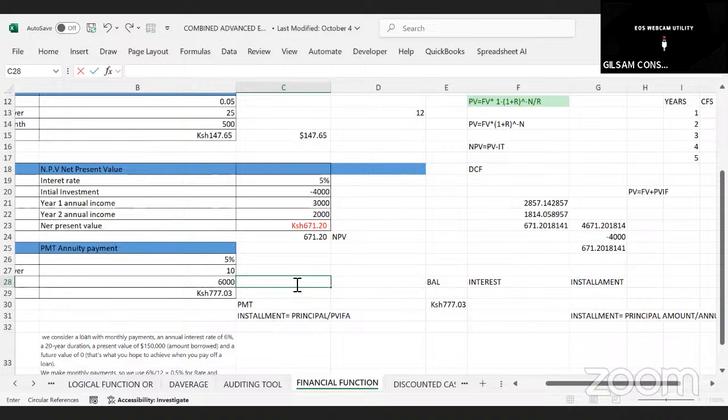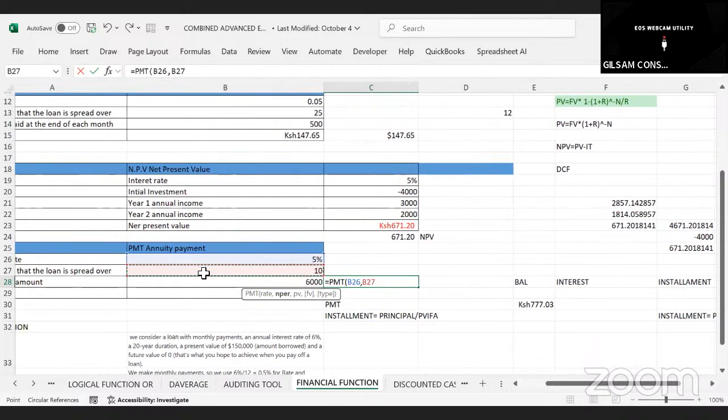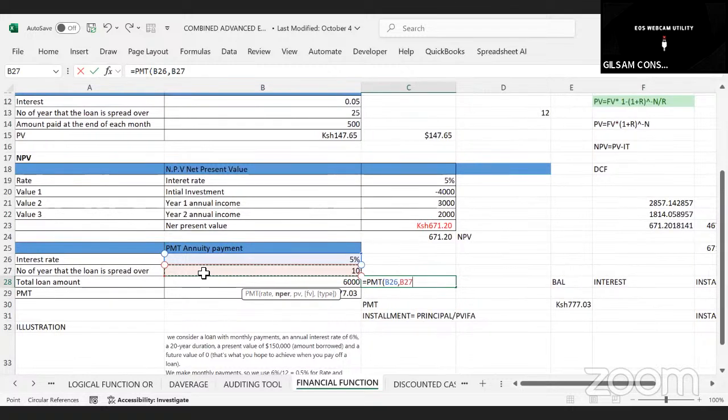So take equals to PMT, the monthly payment PMT, which will ask you the rate, which is that one, comma, the number of periods, which is this one, in years. That is the number of the loan. That loan is spread over 10 years, comma, and then it will ask you for the loan which you borrow. So the total loan which you borrow is the present value, not the future value. So you can take that one.